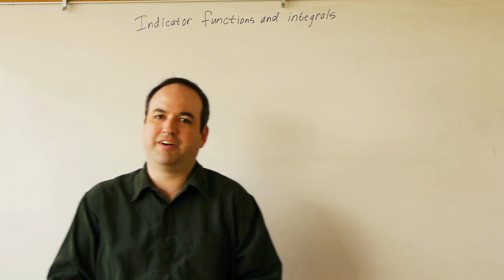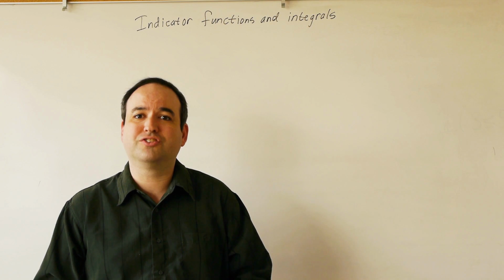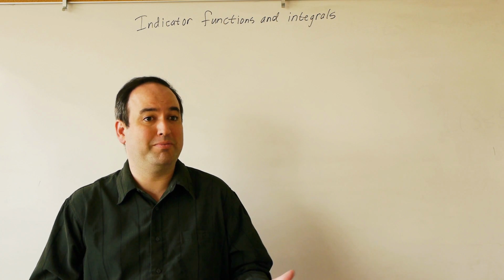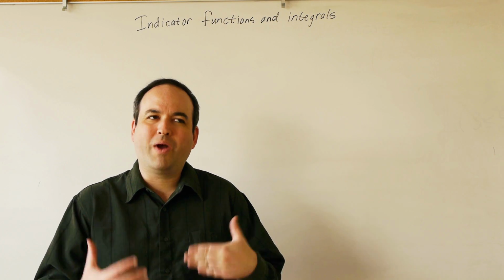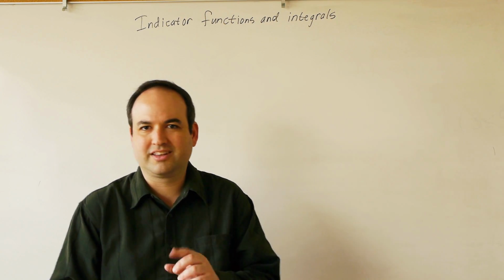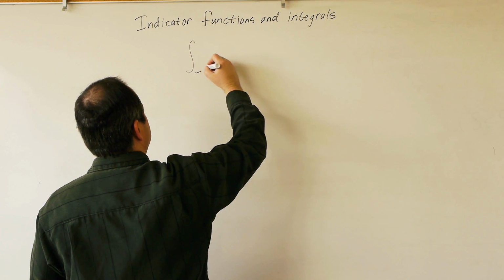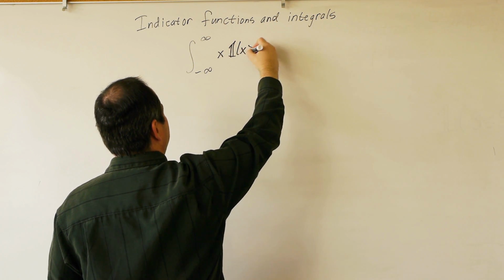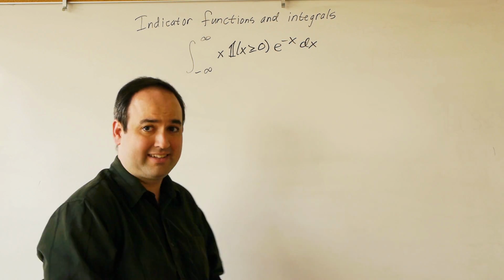Now, when we use indicator functions to describe our densities, we then have to understand how indicator functions work inside of integrals. Because, of course, we need to do integrals in order to find probabilities of events and expected values of events, things like the variance. The way it works is that the indicator functions change the limits of our integral. Let's do some examples. Suppose that I wanted to integrate from minus infinity to infinity x times the indicator x greater than or equal to 0 times e to the minus x dx.